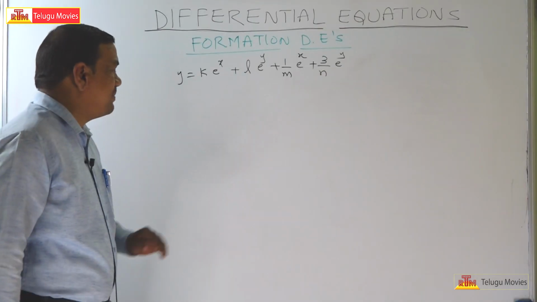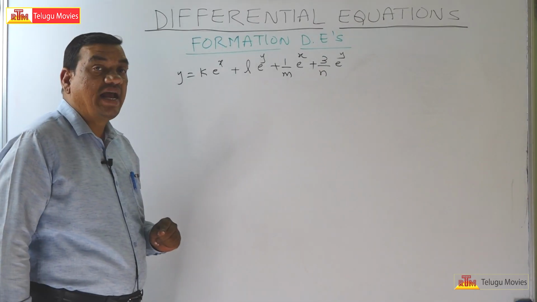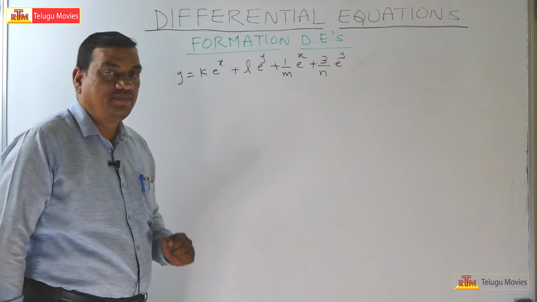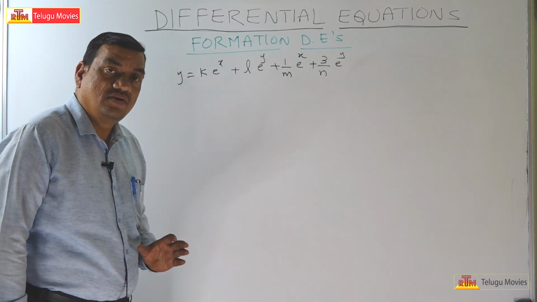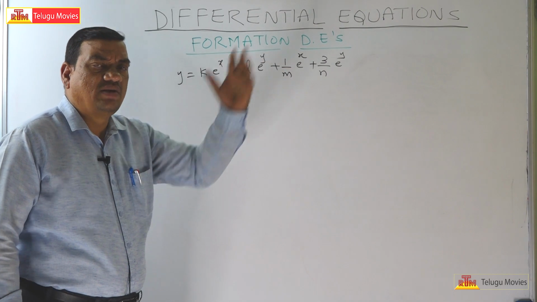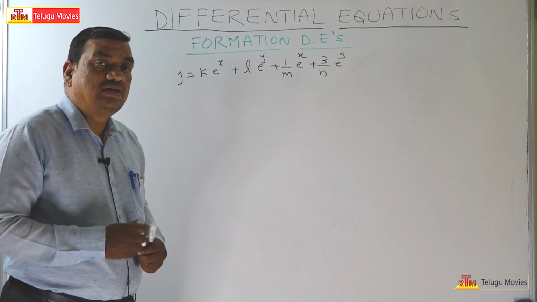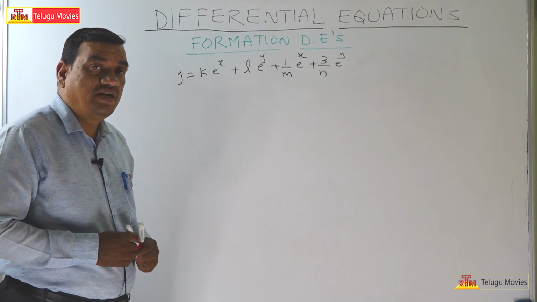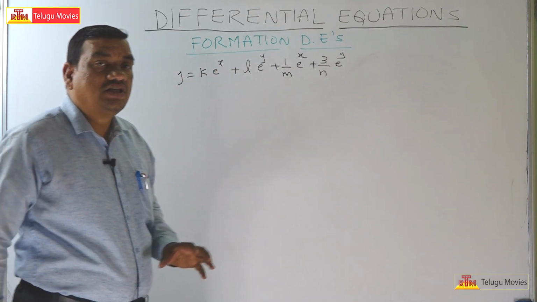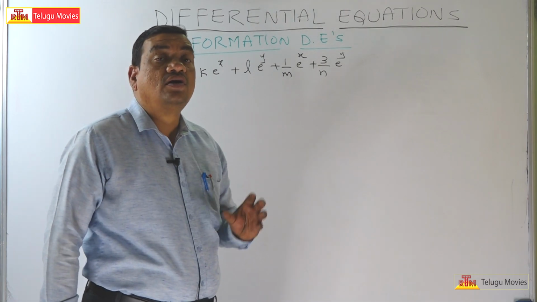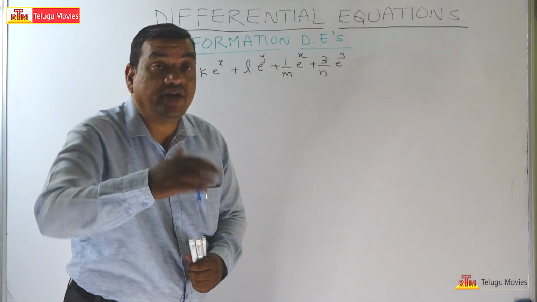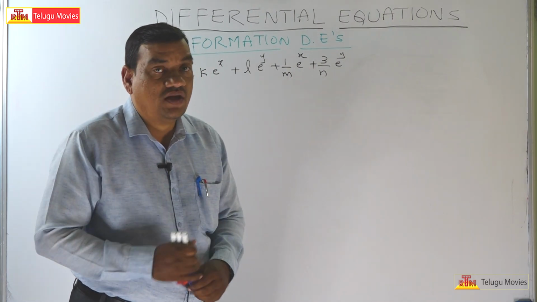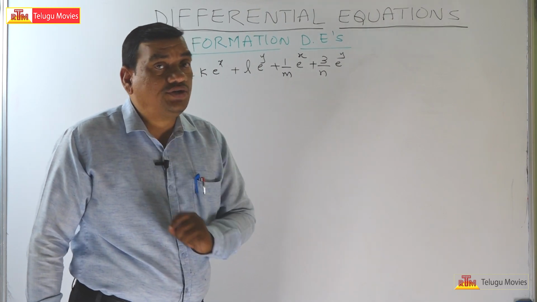Consider an equation y is equal to k times e power x plus L times e power y plus 1 by m times e power x plus 3 by n times e power y. Now, what is the order of the differential equation belonging to this family of curves? Generally, students, what I told in the previous examples is that if there are n number of arbitrary constants in the given equation, therefore the order of the corresponding differential equation is also n. But I am using one word, effective arbitrary constants.